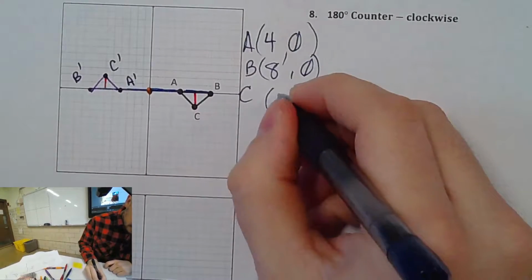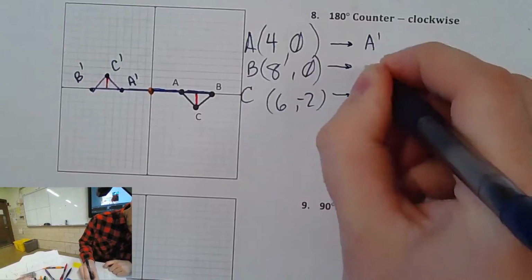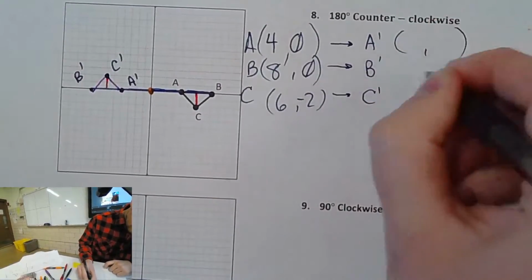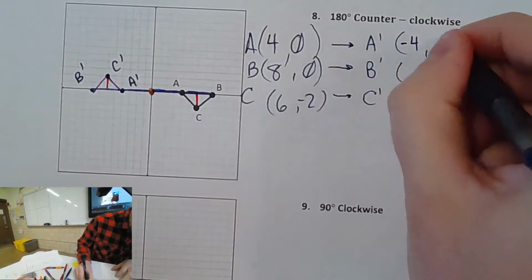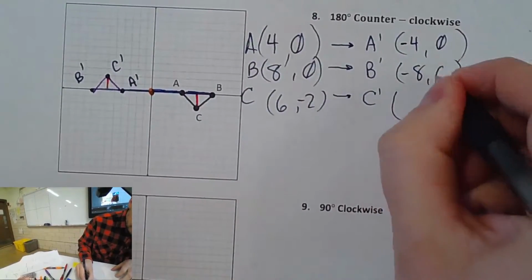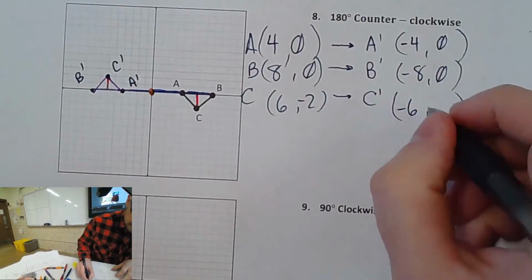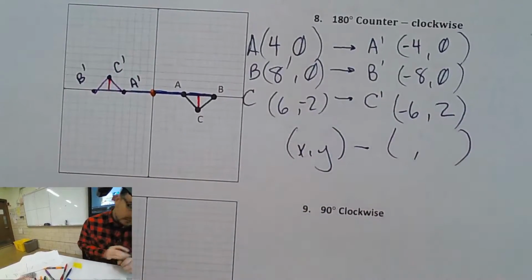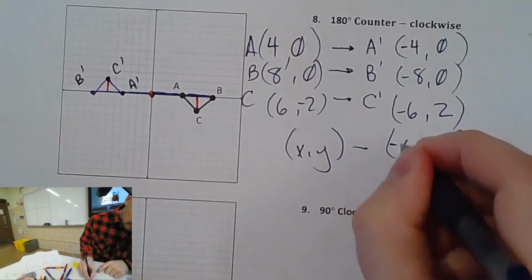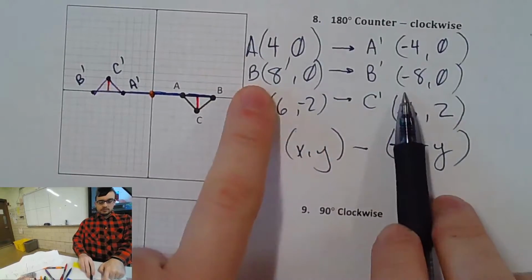C is negative 6, negative 2. A prime is negative 4, 0. B prime is negative 8, 0. And C prime is negative 6, positive 2. So our rule here is going to be what? Negative x, negative y, is that what you said? So if we go negative x, negative y, it works.